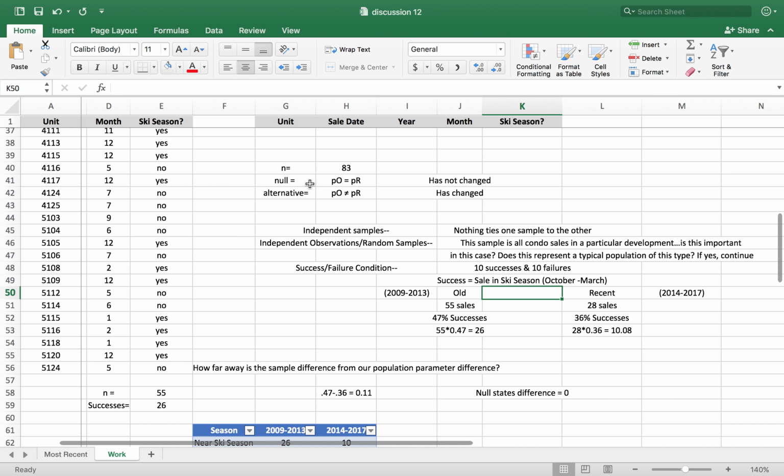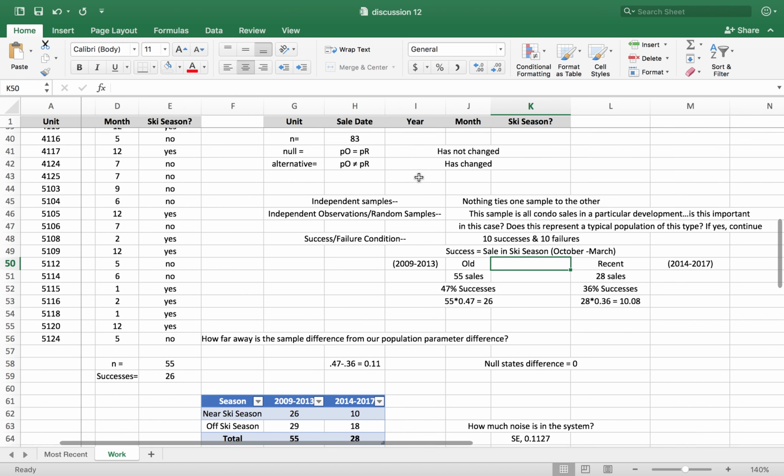So our null hypothesis is going to be the boring one: the old proportion of sales during ski season is going to be equal to the recent sales, aka it has not changed. And the alternative is that they're not equal, or it has changed.